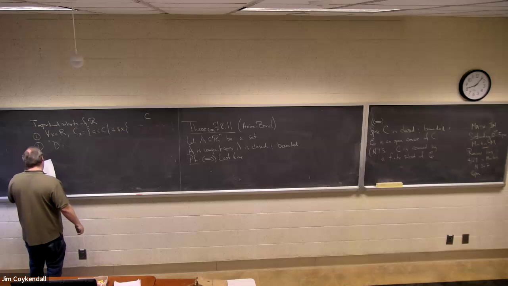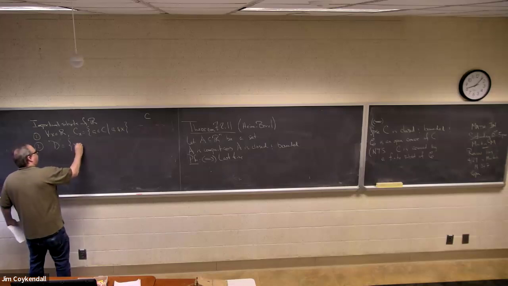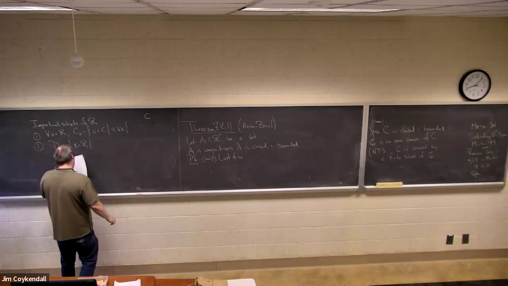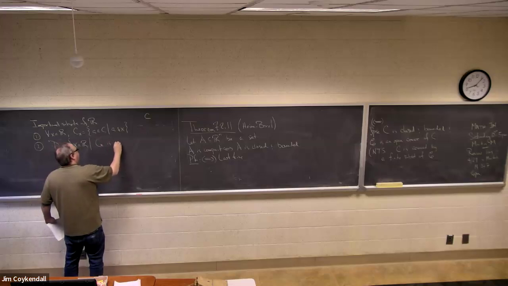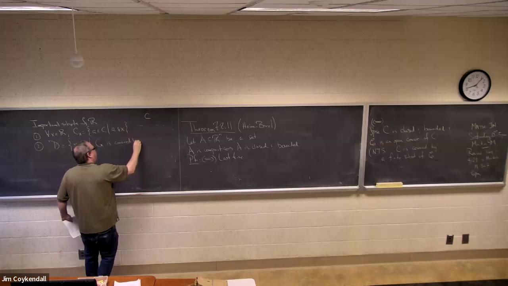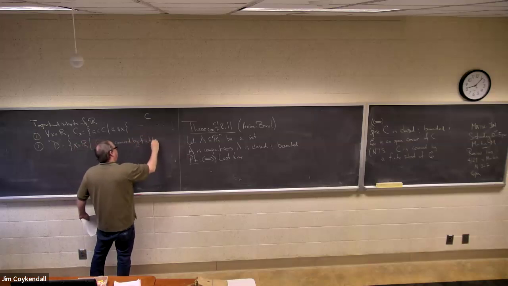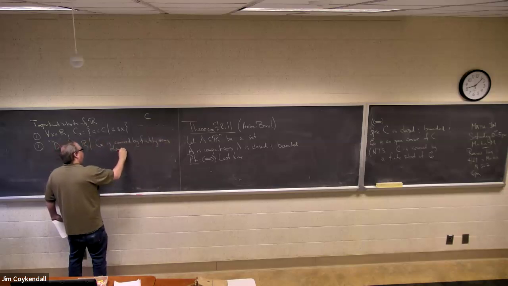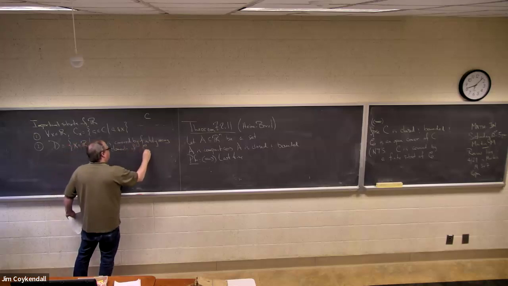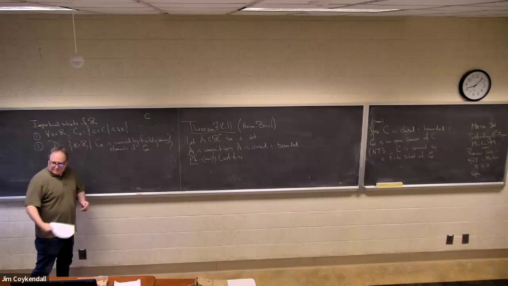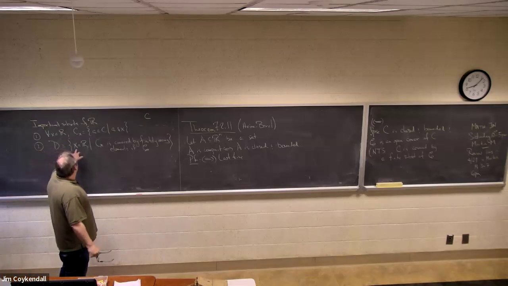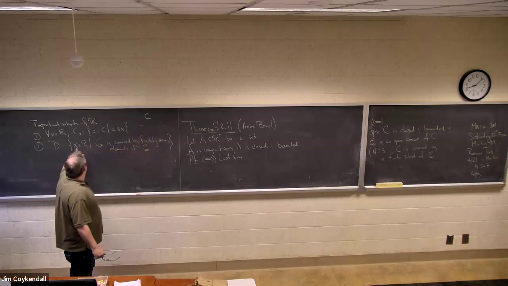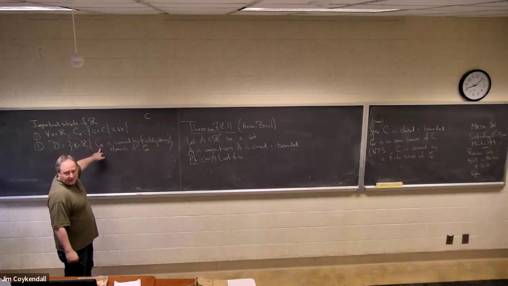Another set that I define in this proof is D. This is the set of X in R such that C sub X is covered by finitely many elements of the cover. So D is everything in R such that C sub X is covered by finitely many things in the cover.